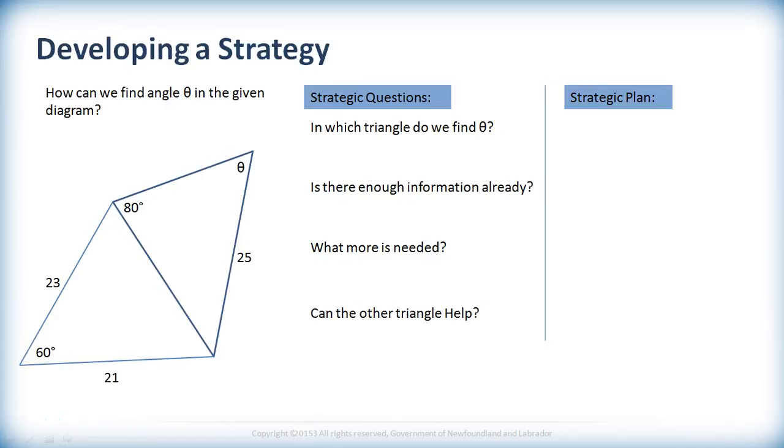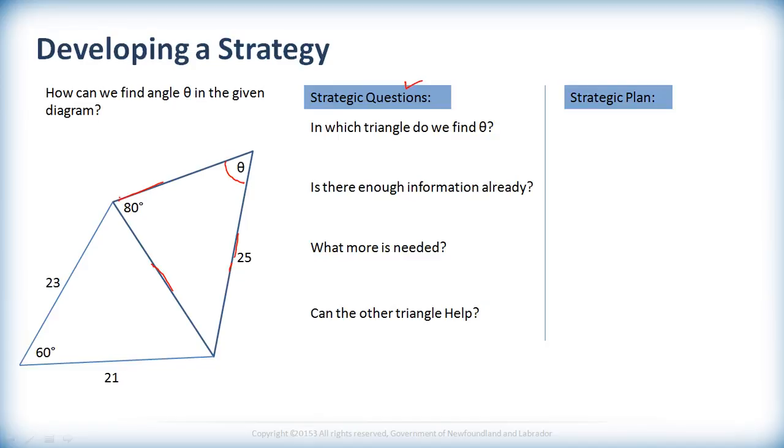So first thing we're going to do is look at this triangle that we have, and it says here that we want to find the measure of angle theta, which is up here. So I've listed some strategic questions that I can ask myself so I can develop a plan for figuring out what theta is, because you can see this is quite a complicated diagram with lots of things going on. So first of all, it says, in which triangle do we find theta? So it's obviously this triangle up here with these three sides that I'm putting a little mark on. So in this triangle up here, I see that I've got theta.